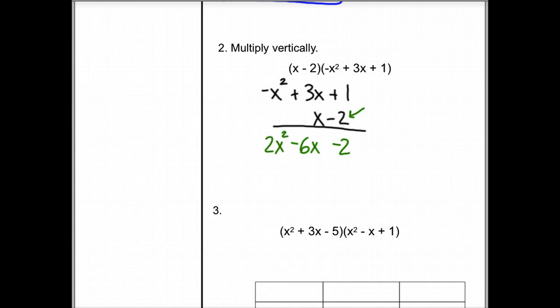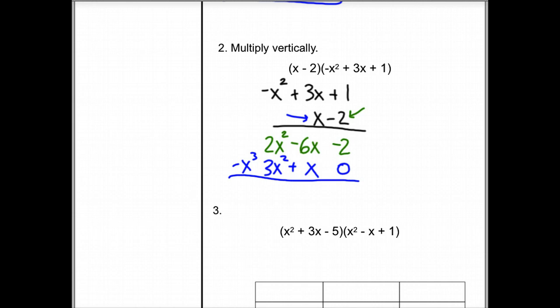Then I'll change to blue. Now we're on the x term, and we have x times 1, which is x, and I'm putting it over here because we don't have any term here. So we have a plus x here. 3x times x is 3x squared. And then negative x squared times x is negative x cubed.